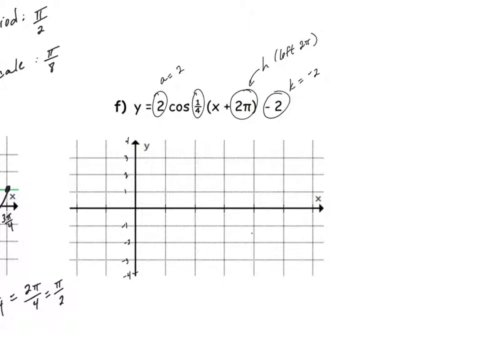So my B value is 1/4. So if we have 1/4, we take 2 pi divided by 1/4. That is going to be 8 pi. So we need our scale to be 2 pi so that we can get those 5 points in there.